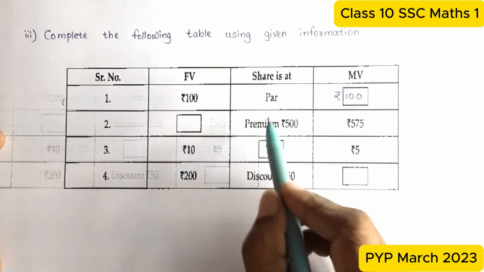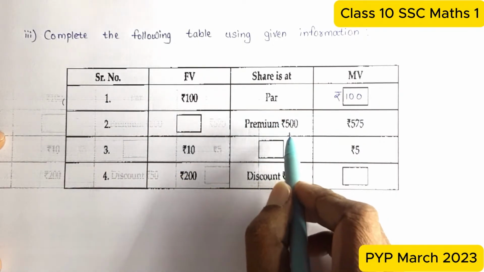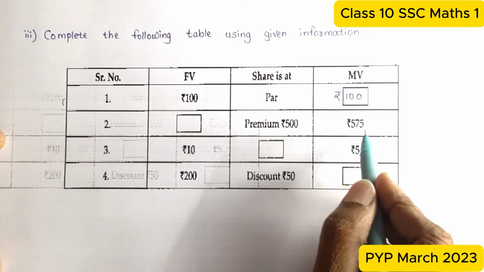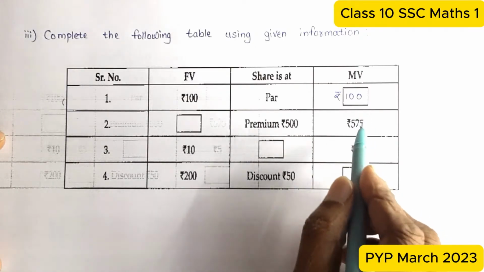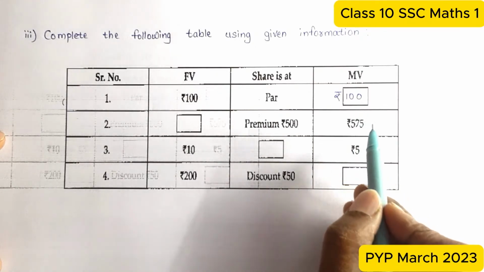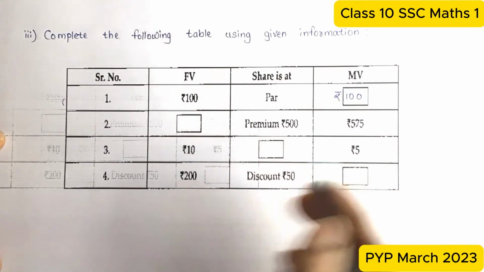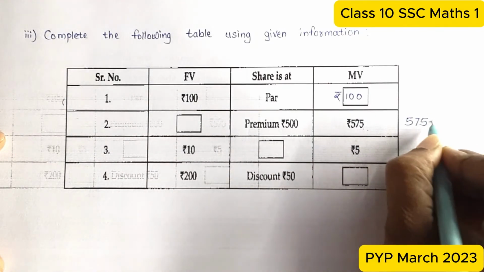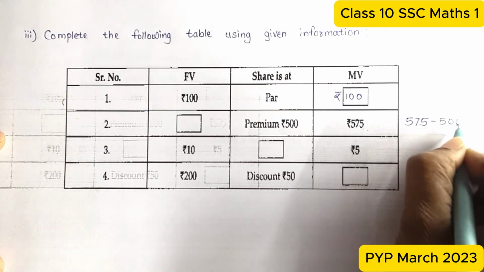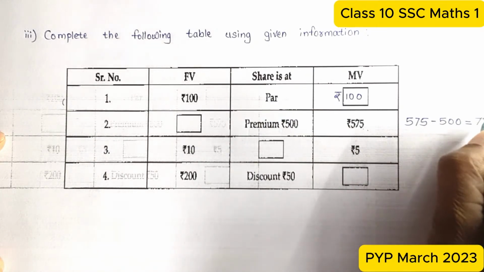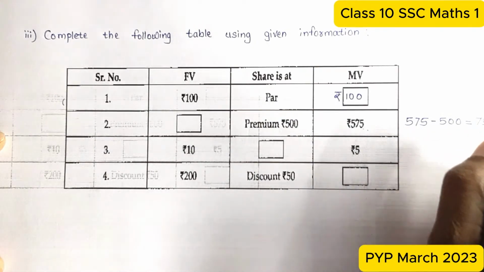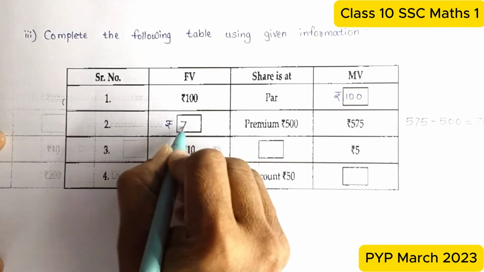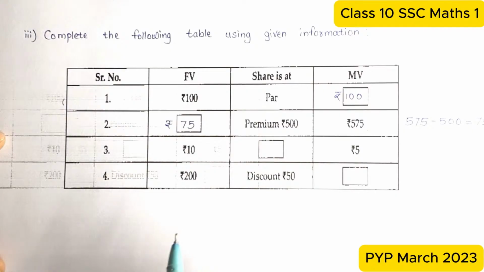Then second one, the share is at premium rupees 500 and the market value is rupees 575. Rupees 575. So it is the excess amount. So here we can say that 575 minus 500. If you subtract these, then the answer is 75, and that will be the face value. So rupees 75 is the face value.